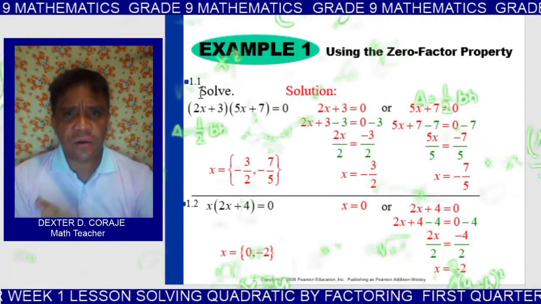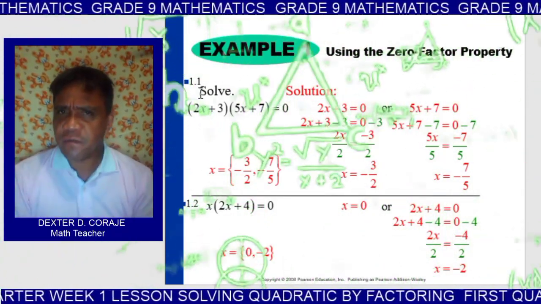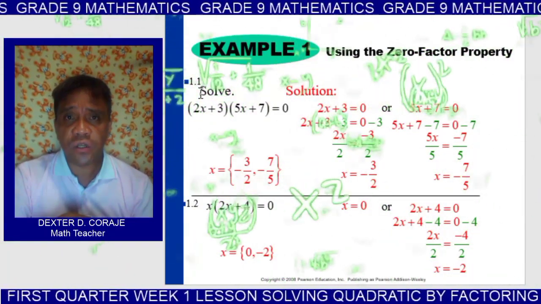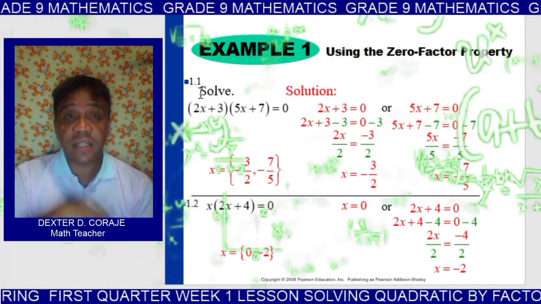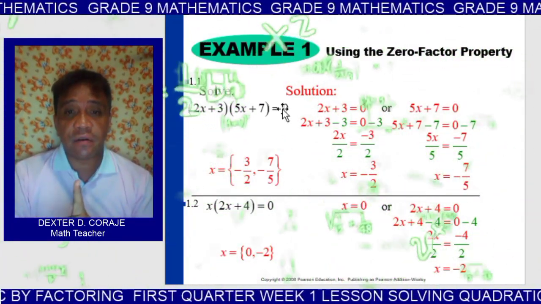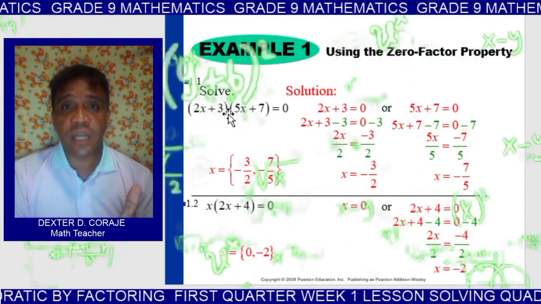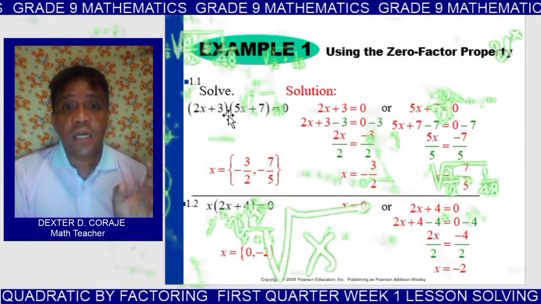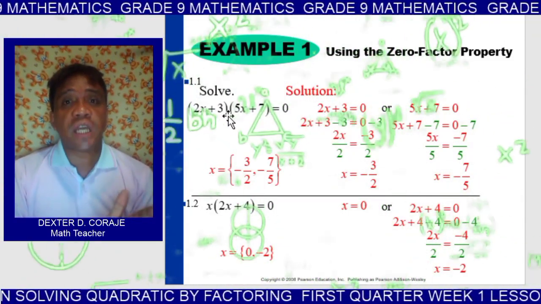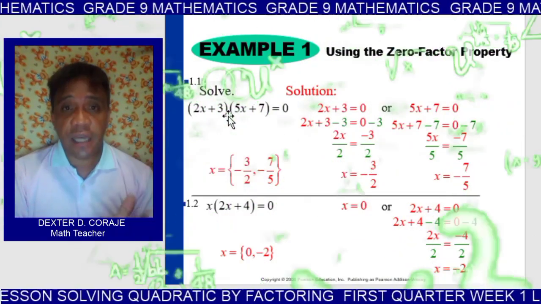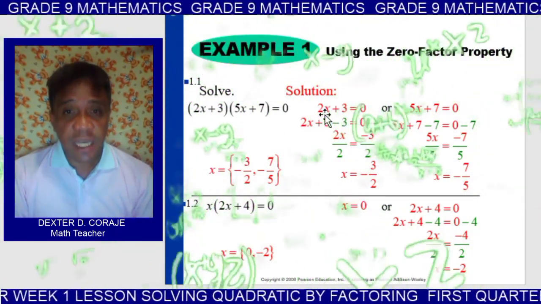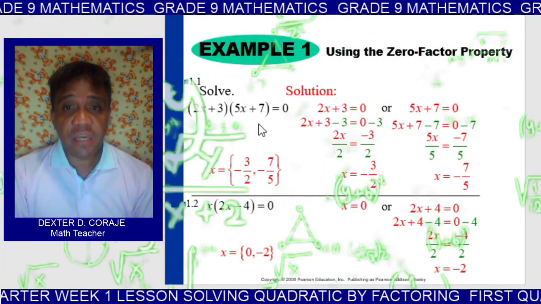As I said a while ago, it must be written in the standard form, but there is a twist alongside the quadratic equation, and that example is represented by the first example in the quadratic equation. Take note that the right side is 0, but on the left side is a quadratic expression written in factored form. So therefore, we can automatically solve for the values of x by equating every factor, which is 2x plus 3 and 5x plus 7, to 0.